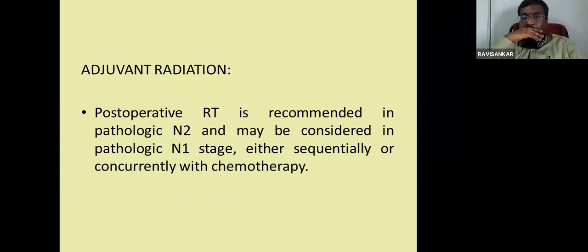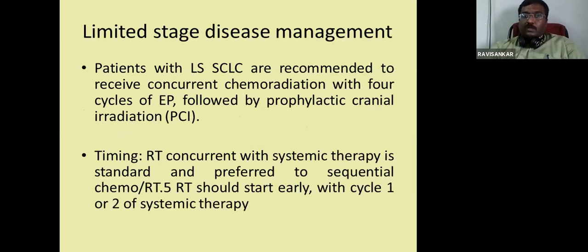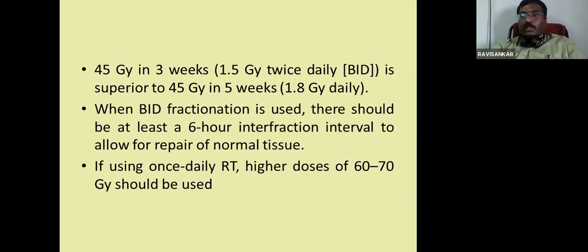So for very early stage, you can go for surgery followed by adjuvant treatment. If there is an N1 node, you can consider radiation. All other disease, you can go for chemo, concurrent chemoradiation. Radiation is preferably given twice daily, 6 hours apart. Because of the rapid growth of the tumor, it is better to give rapid radiation, it will be useful.